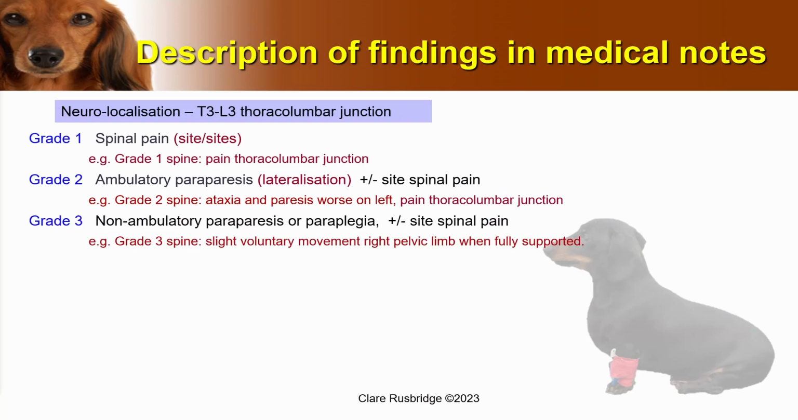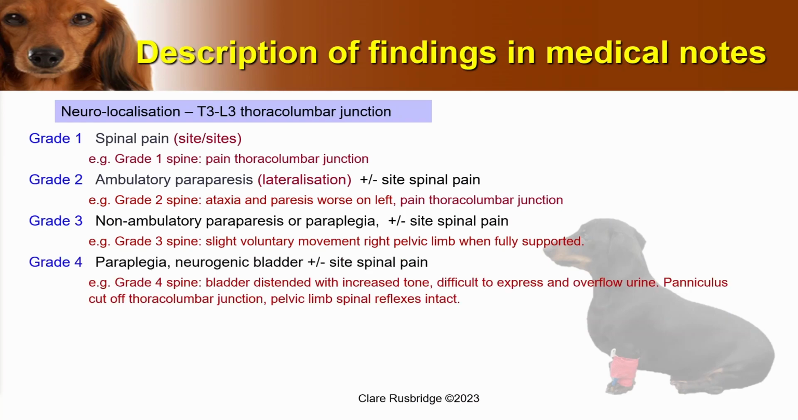Supposing it was grade 3, then you might write, for example, grade 3 spine, slight voluntary movement of the right pelvic limb when fully supported, and you'd obviously also write if the animal had spinal pain and where that was. If it was grade 4, then you might write grade 4 spine, bladder distended with increased tone, difficult to express and overflowing urine, panniculus cut off, thoracolumbar junction, pelvic limb spinal reflexes intact. Hopefully also after that you would be writing, and I expressed the bladder, or I emptied the bladder with a urinary catheter.